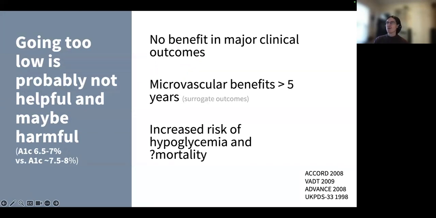So I guess one thing we have quite a good sense of, and we've already covered this a little bit, is that going too low is probably not helpful and might even be harmful.